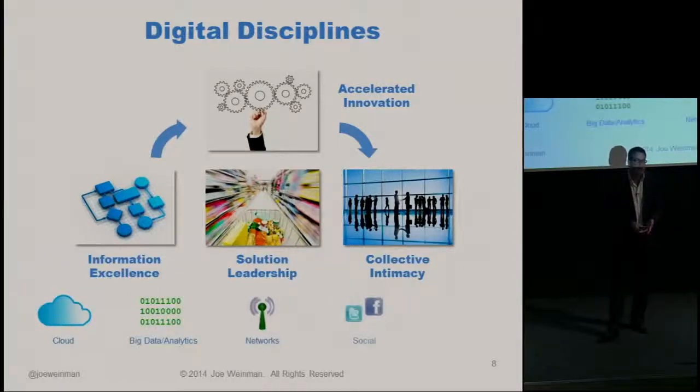So cloud, big data, social, mobile, Internet of Things, drones, robots, quantum computing, neuromorphic computing, fully homomorphic encryption, all of those technologies together can be brought to bear, not so much because they're cool technologies, but to address one of these four generic strategies or digital disciplines.